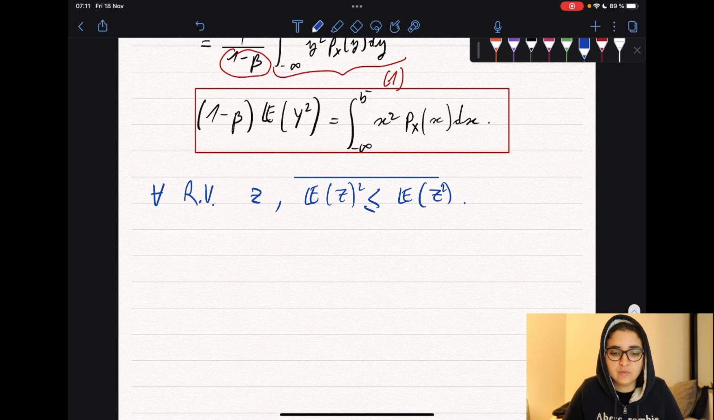And if you want me to make a video proving this inequality, please let me know in the comments so that I can actually make that proof. Otherwise, this video would be 10 hours long and we would not be done with proving our Chebyshev inequality.